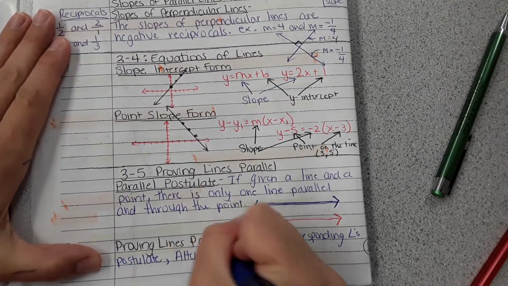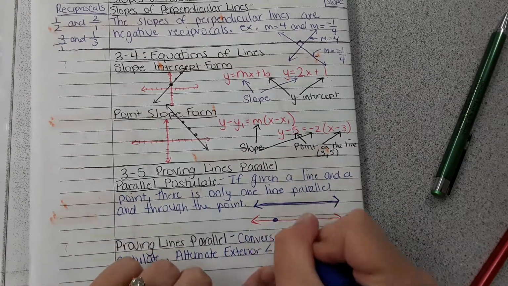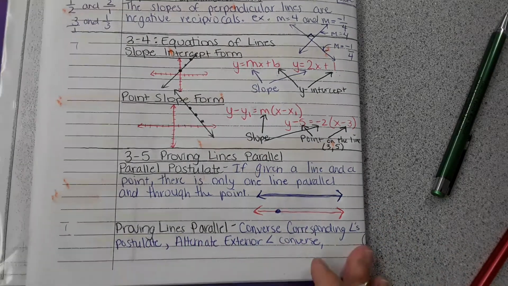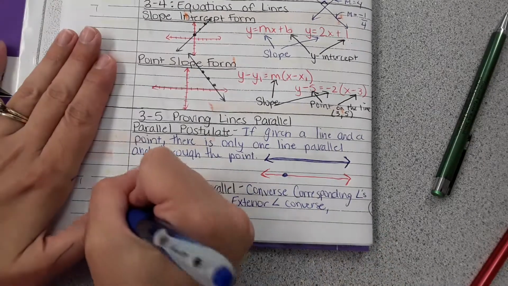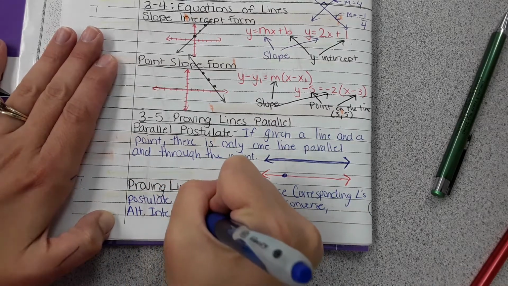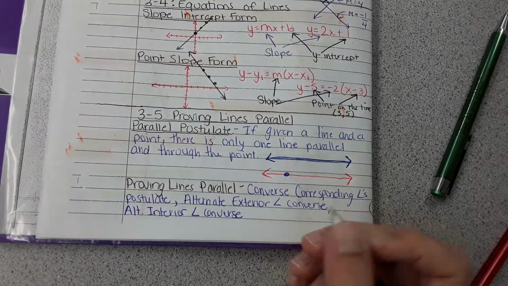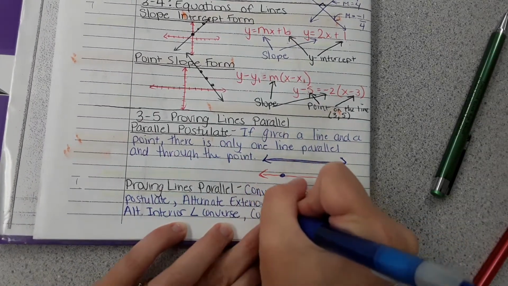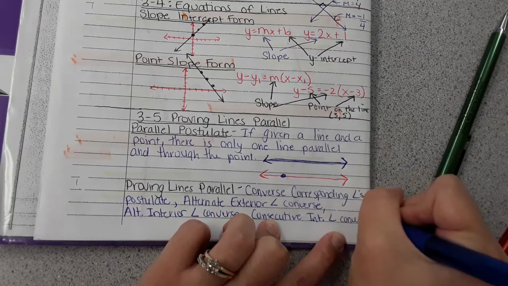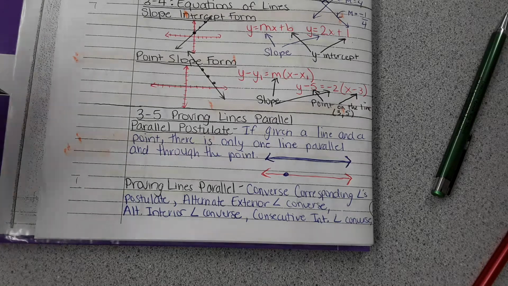And then there's also alternate exterior angle converse. I'm going to start abbreviating more and more. Alternate interior angle converse. Consecutive interior angle converse. And then one last one, which is perpendicular transversal converse.